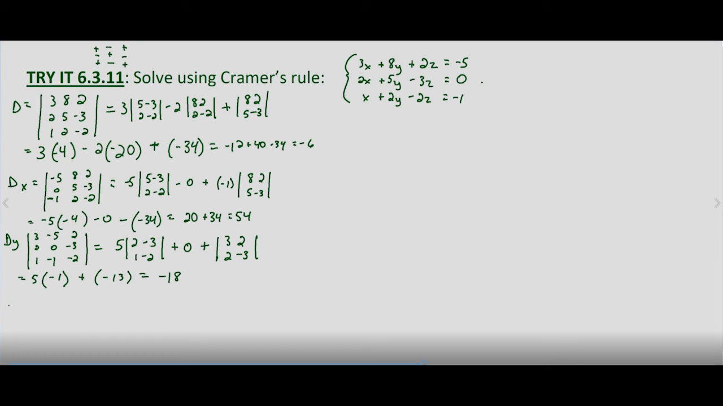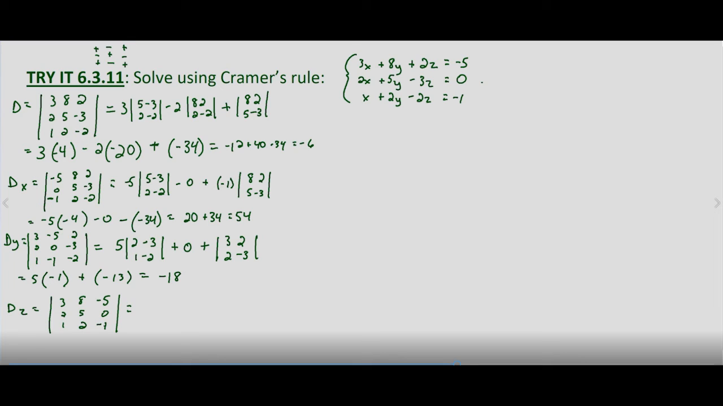And then last but not least, d sub z, we replace the z coefficients with our constants. So we still have 3, 2, 1. We still have 8, 5, 2. And then we have our constants for the z column. Negative 5, 0, negative 1.